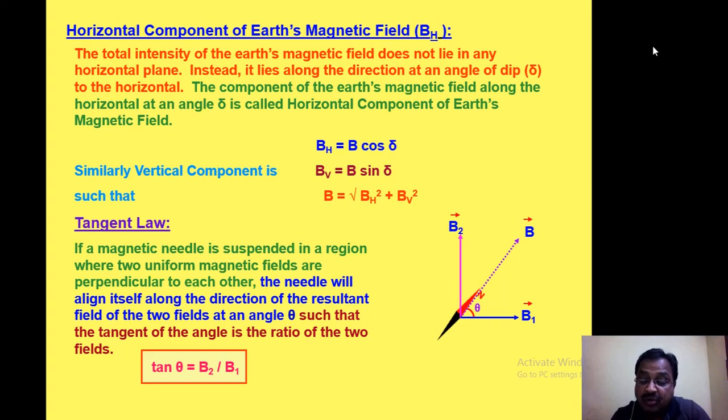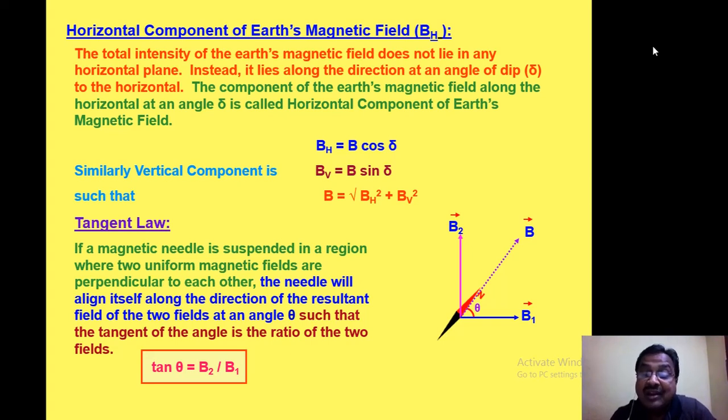So B2 equal to B1. So the field strengths will be equal. In other words, if B2 equals B1, then tan theta equals 1, which means theta equals 45 degrees, meaning B is inclined to B1 by 45 degrees and to B2 by 45 degrees.